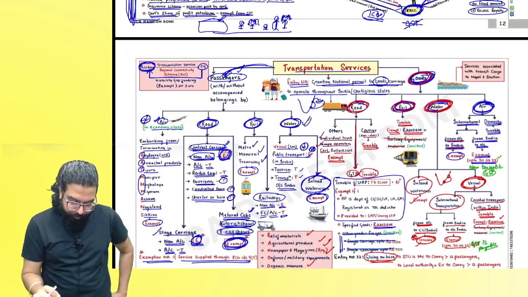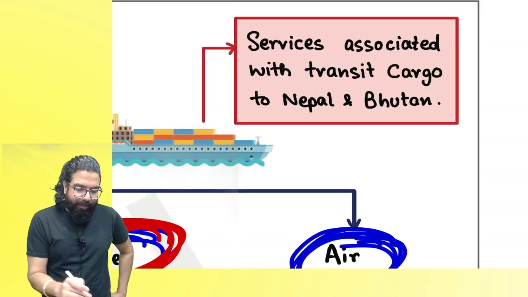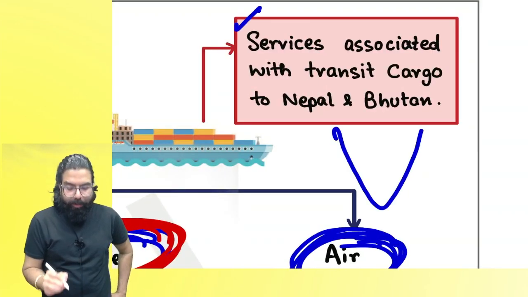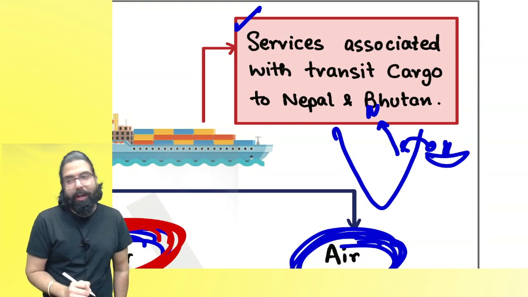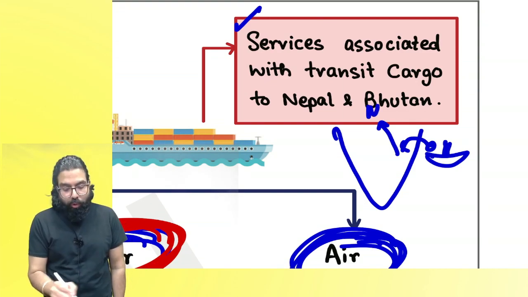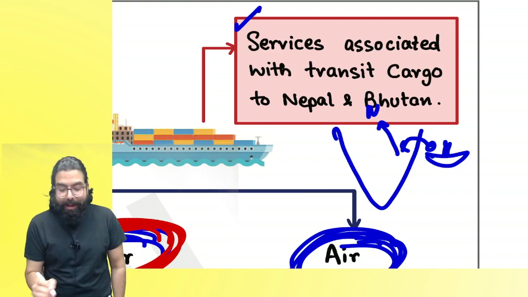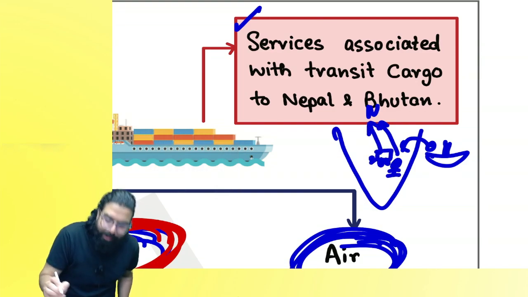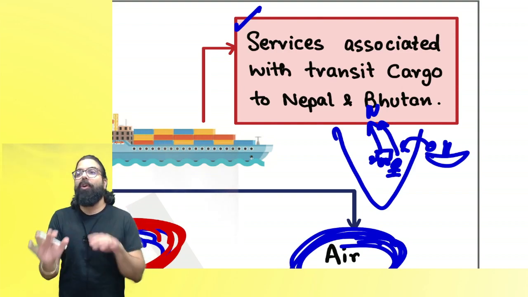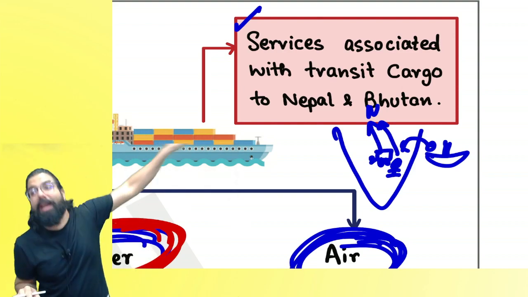Everyone over here now. Everyone on the right hand side, you know what? India has a big baseline over here. Outside India, say some goods have come and these goods are unloaded over here. Now these goods will be sent to Nepal and Bhutan. Are we clear? Now what happens when these goods are going to Nepal and Bhutan? There will be one person who will put all these goods in a truck and send it. So these are transit cargo, which are not meant for India. They are meant for Nepal and Bhutan.